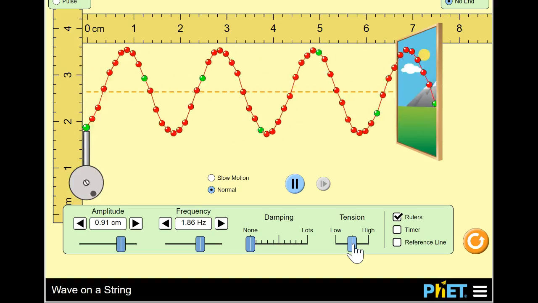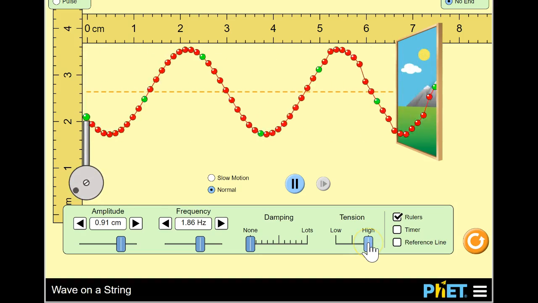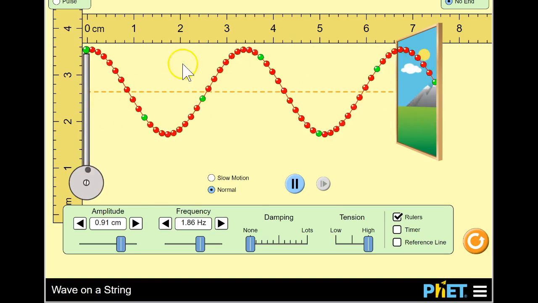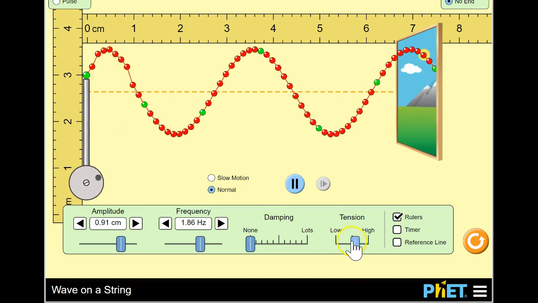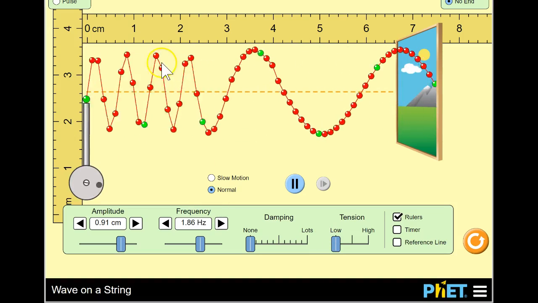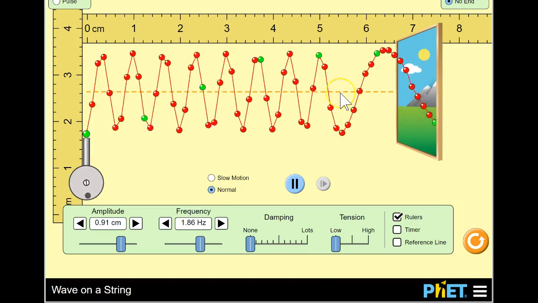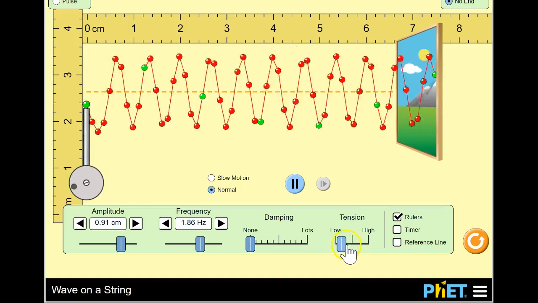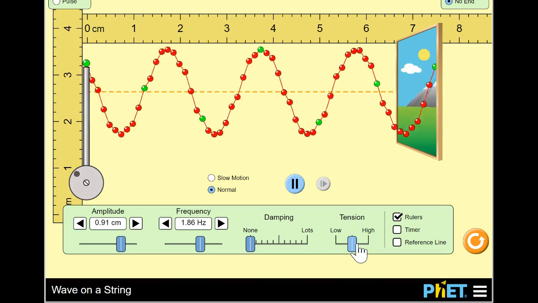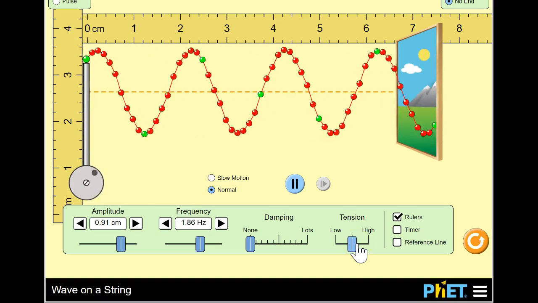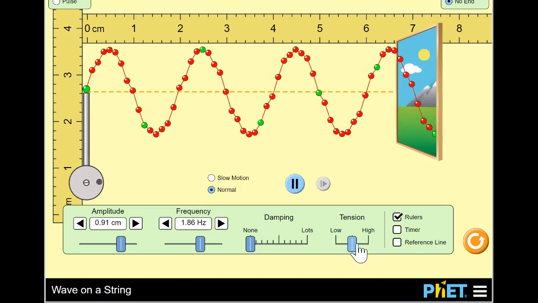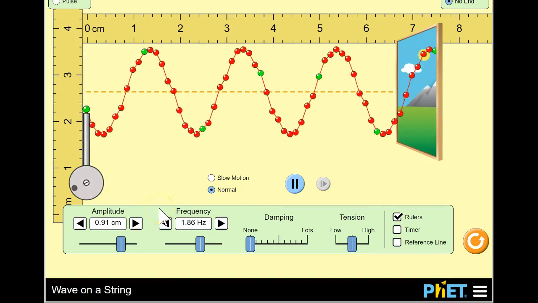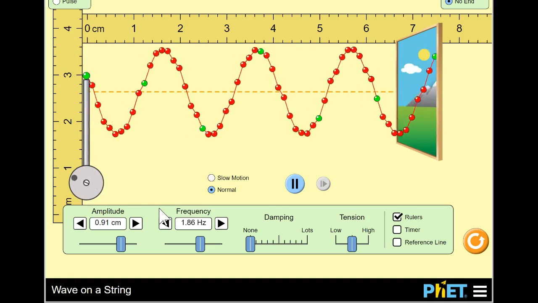In this case, with this string, we're going to increase the tension. And when we increase the tension, now we have a faster wave. And if I reduce the tension, you'll see that the speed is now very slow. So the way to change the speed is by changing the medium. And if you think about the definition for the word refraction, it is a change in the velocity of a wave when it moves from one medium into another. So that's what I meant by what would happen if.